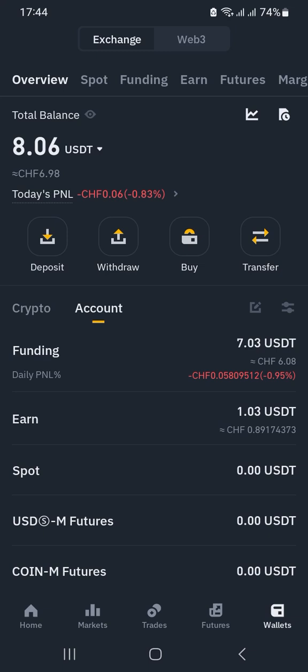When you open it, you see at the top we have Exchange and then Web3. Our main focus in this series will be on the Exchange part. We will maybe also look at Web3, but we wouldn't concern ourselves much with it because it is more of the decentralized aspect.